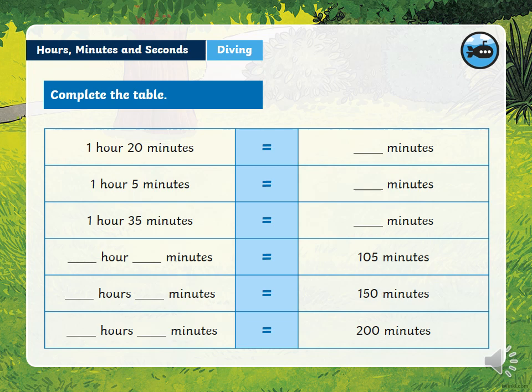So bearing that in mind, what I want you to do is pause the video for the next few minutes and try and work out the following few questions. So remember, there are 60 minutes in 1 hour and there are 60 seconds in 1 minute. Pause the video and have a go at completing this table. If you may, you can draw the table out in your book.